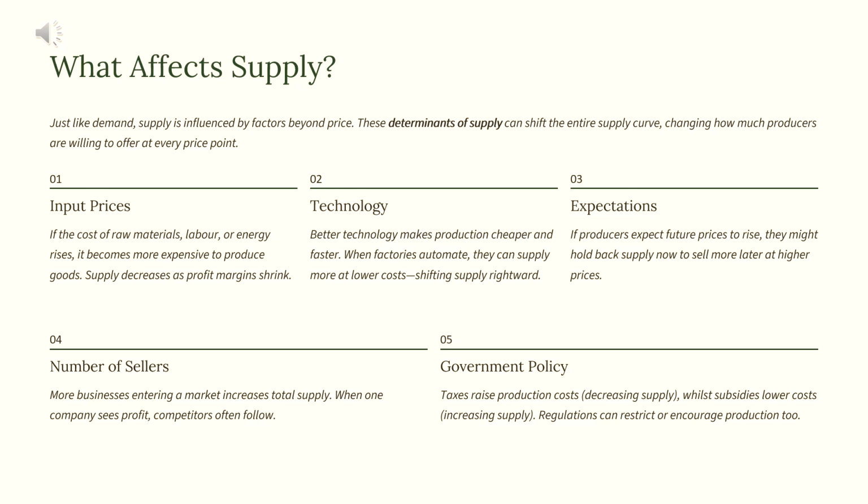Then, number of sellers. More businesses entering a market increases total supply. When one company sees profit, competitors often follow. Fifth, government policies. Taxes raise production costs, decreasing supply, while subsidies lower costs, increasing supply. Regulations can restrict or encourage production too.